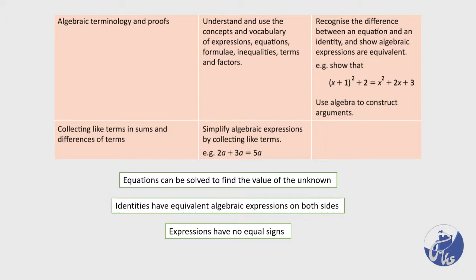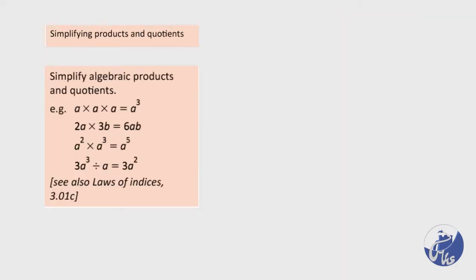This next section looks at the idea of simplifying products and quotients. So when you multiply and divide, how do you actually collect that term together to write it in a simpler way? So when we multiply, this is usually going to create a power if we've got the same unknown being multiplied together. If you've got whole numbers at the front or integer values, they will multiply together as normal. If you're using different letters, they sort of squish together. You don't put the times sign in between them.